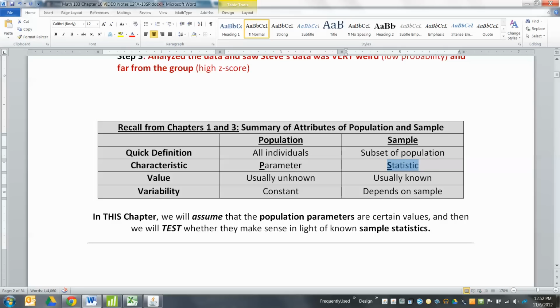So in this chapter, what we do is we assume that we know the population parameters, and we assume that they're these certain values, whatever they're given. And then we're going to test whether they make sense in light of known sample statistics. So it's like, hey, I assume the average body temperature for people is 98.6. And you would assume that unless you can prove it otherwise. It's sort of like the game Clue, right? We're going to make assumptions about what's true in the world, and then we're going to go test them with evidence. Sounds like fun, right? Well, I hope so, because you're going to be doing a lot of it.